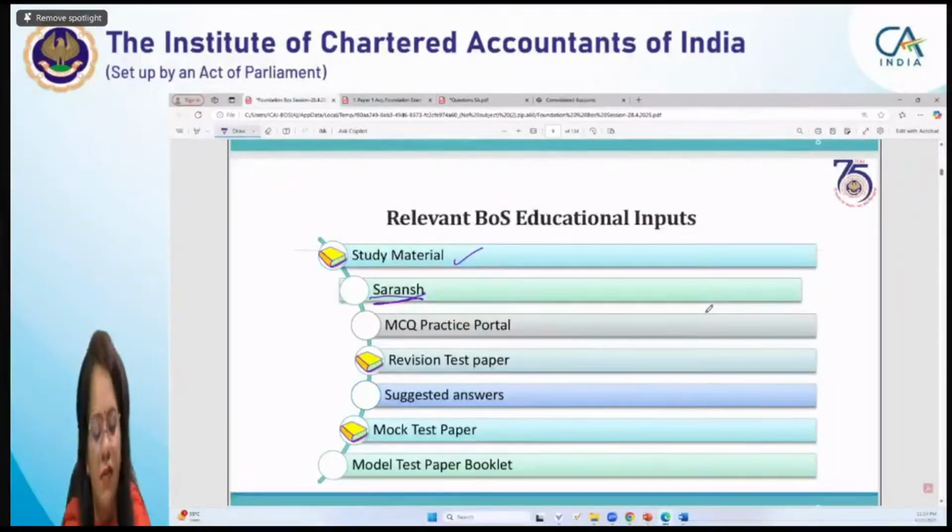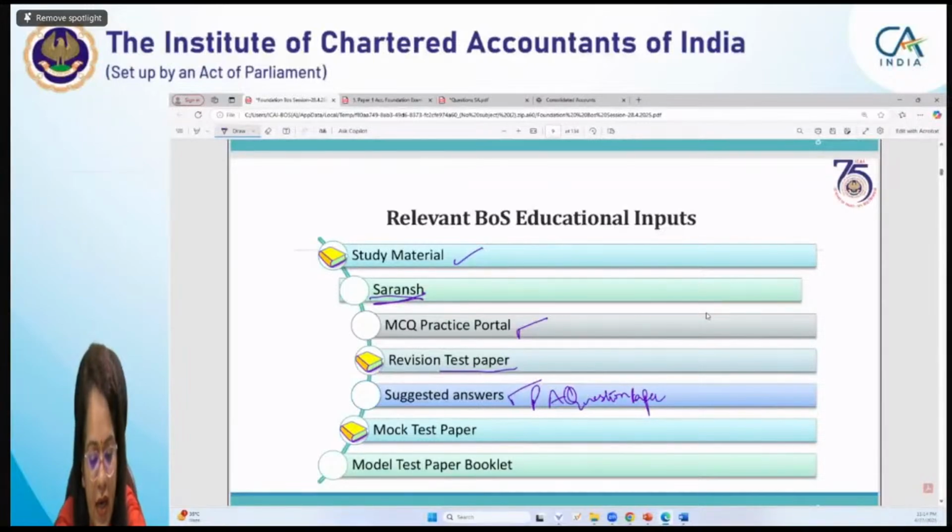Then we have the MCQ portal, multiple choice questions. We have one portal, and you can solve those questions to assess your preparation level. Then we have the revision test paper. The revision test paper for May 2025 is also hosted on the ICAI website. You can have a look. We have suggested answers of the previous attempts' question papers. Three attempts' question papers have been posted, and you can see the papers over there.